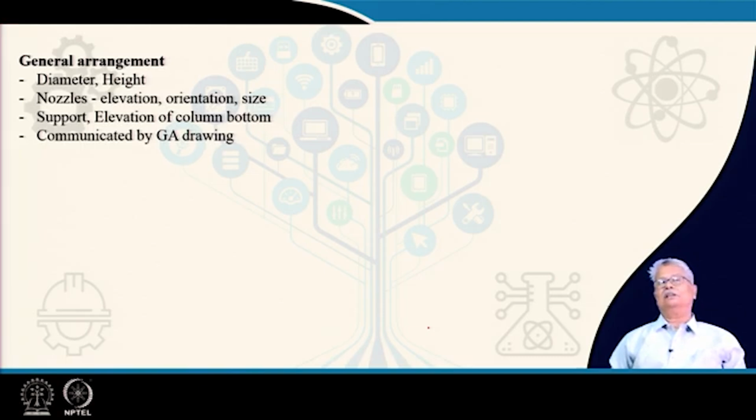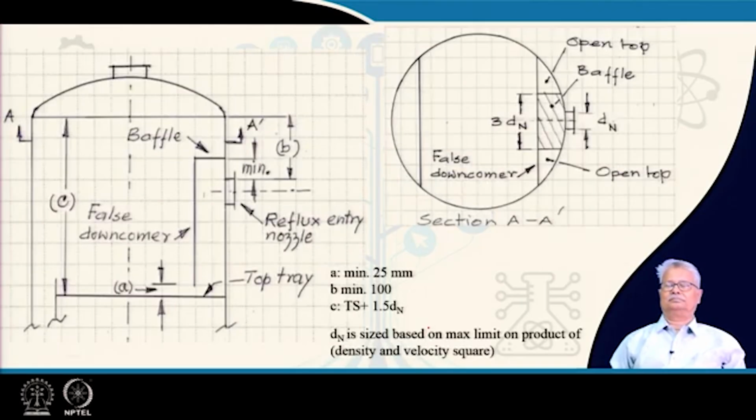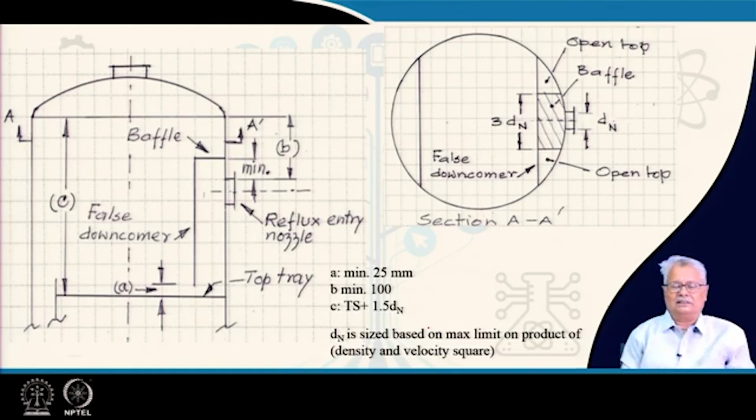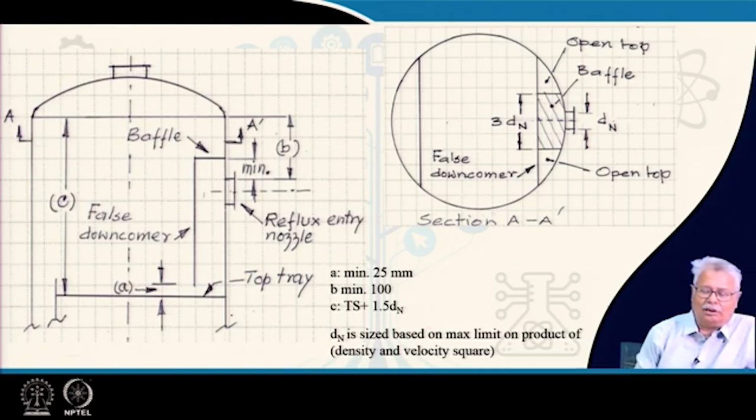Now, in order to deliver a design, we have to talk about the diameter, height, the nozzles, the support, and we have to communicate this first by a general arrangement drawing. We look at the different sections with dimensions. This is the top section of the tower. This is my top tray.